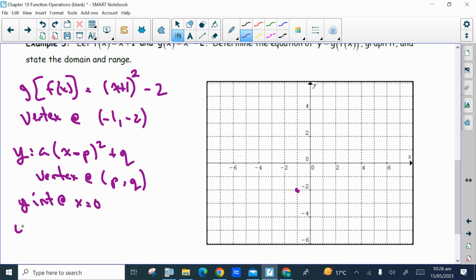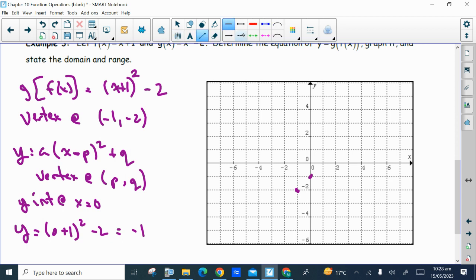So if you take that equation and let x equal 0, 0 plus 1 is 1, squared is still 1, take away 2 is negative 1. So there's the y-intercept. Also remember that quadratics have an axis of symmetry.